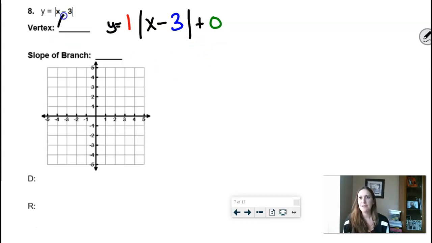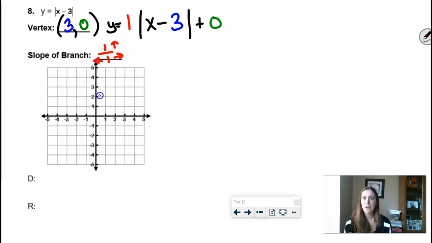The vertex is located at, now careful, it's positive 3 comma 0. You can either think of it as opposites when it's in the absolute value bar. I don't really like that though. What I would rather you think about is that there's a built-in negative, so this is really a positive 3 because the negative is part of the formula. And then the slope of the branch, remember slope has to be a fraction, 1 is really 1 over 1. So we're going to be traveling up 1, and then right and left 1.